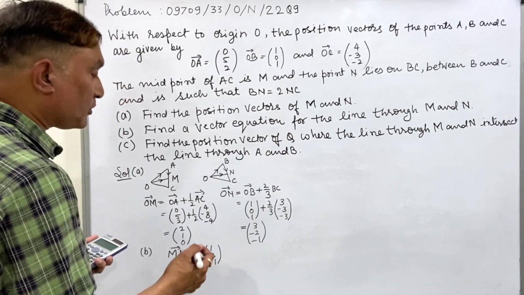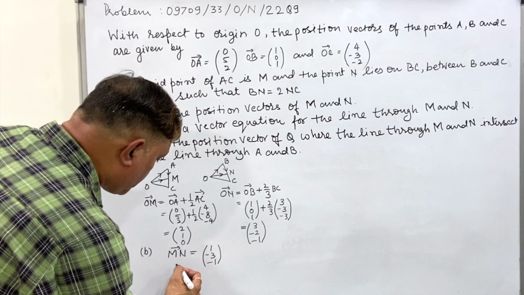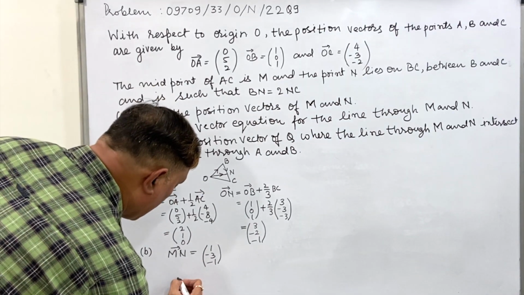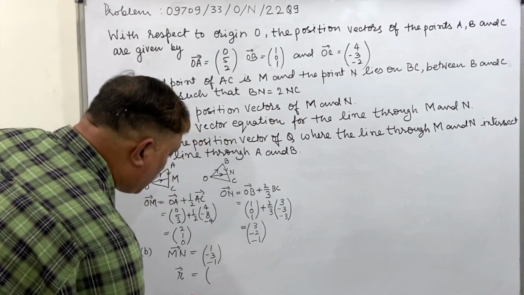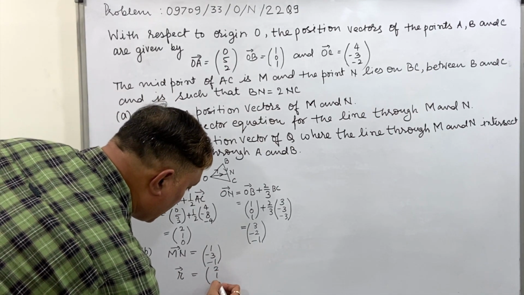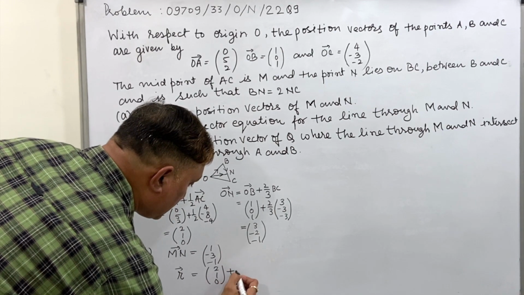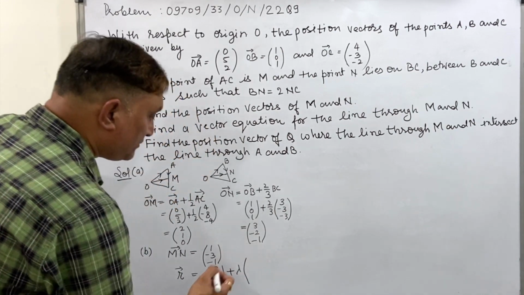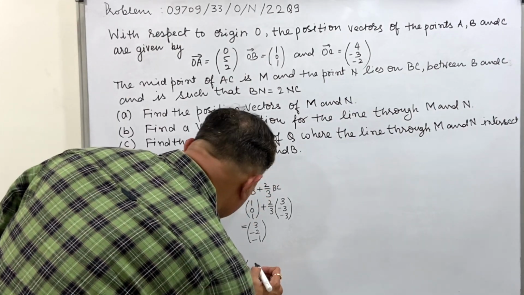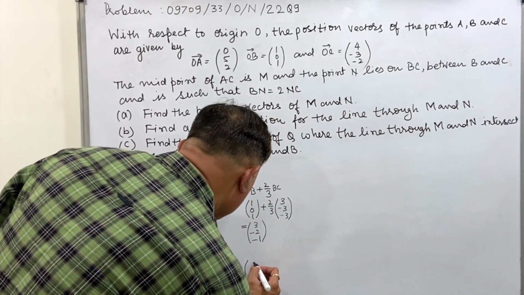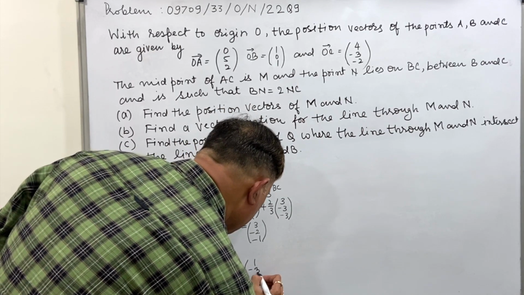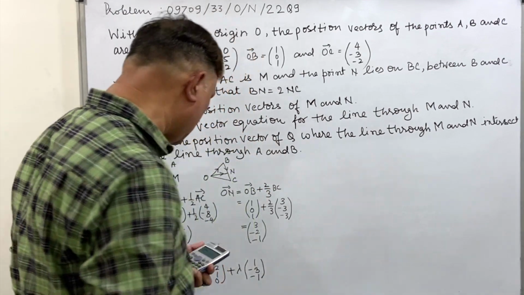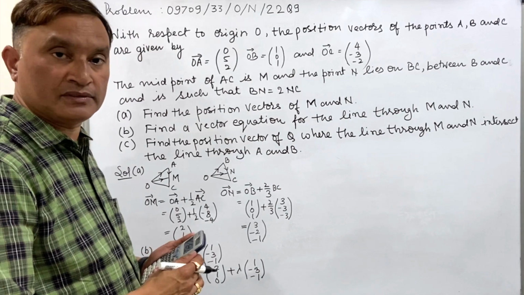Okay. Now we will proceed to the equation of line. So we will be writing vector r. We need to write position vector (2, 1, 0) plus lambda times the direction vector. So this is the equation of MN.